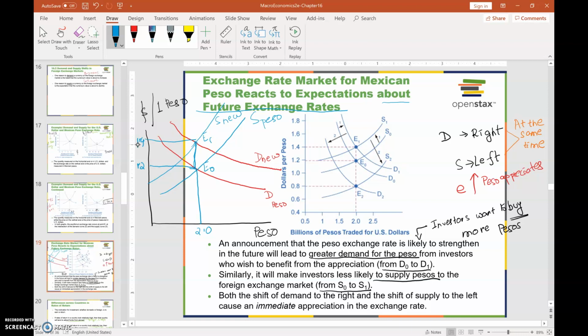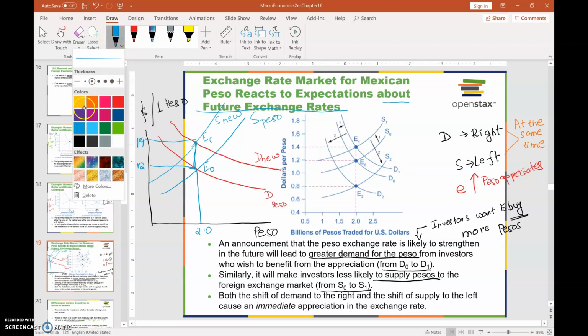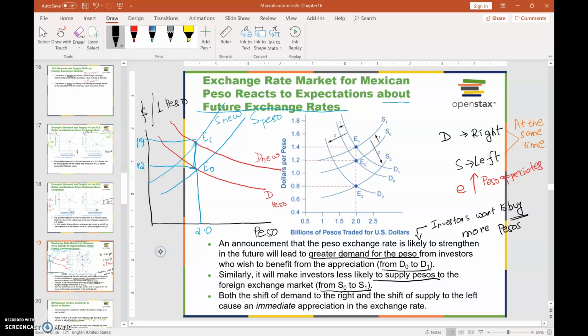So the peso has appreciated in value, or gone up in value. Some important features here: the demand curve and the supply curve shift at the same time. When the demand curve shifts to the right and the supply curve shifts to the left, the peso is worth more in terms of dollars. Initially 1 peso was equal to $1.2. Now 1 peso can buy more US dollars, which is $1.4, and the peso has appreciated in value.